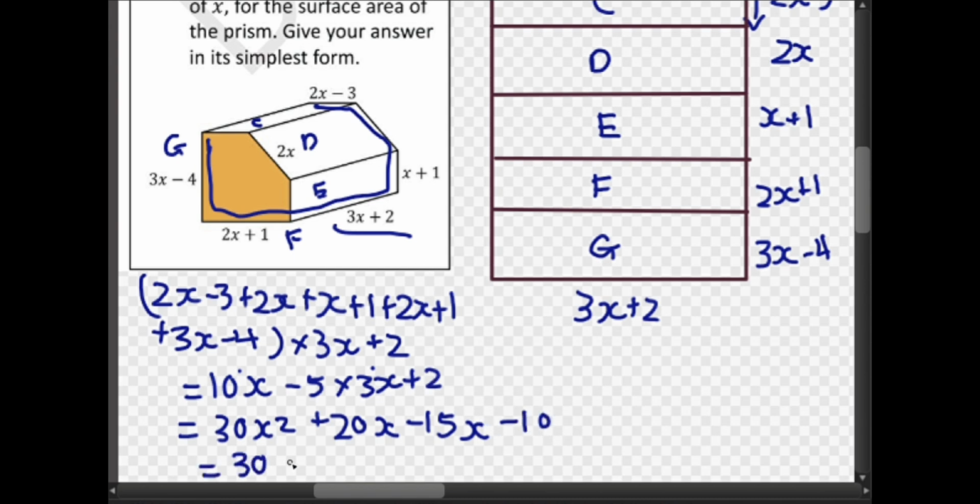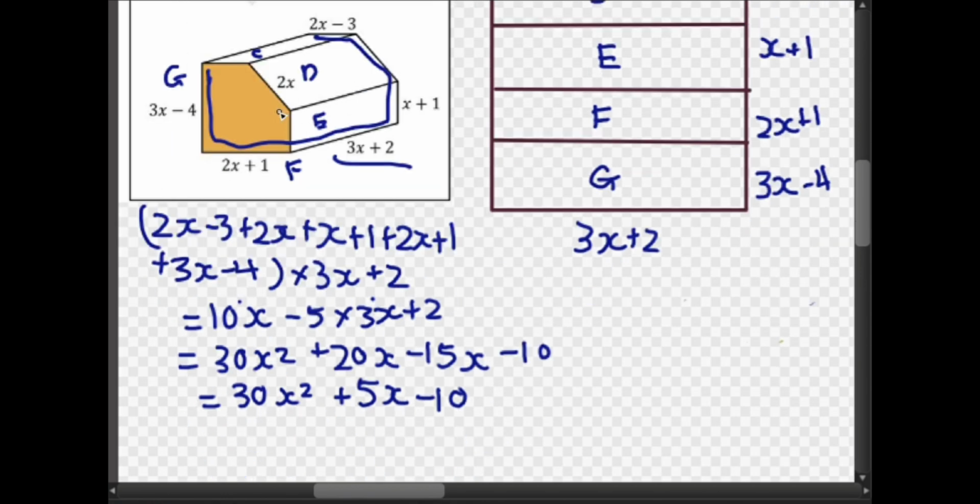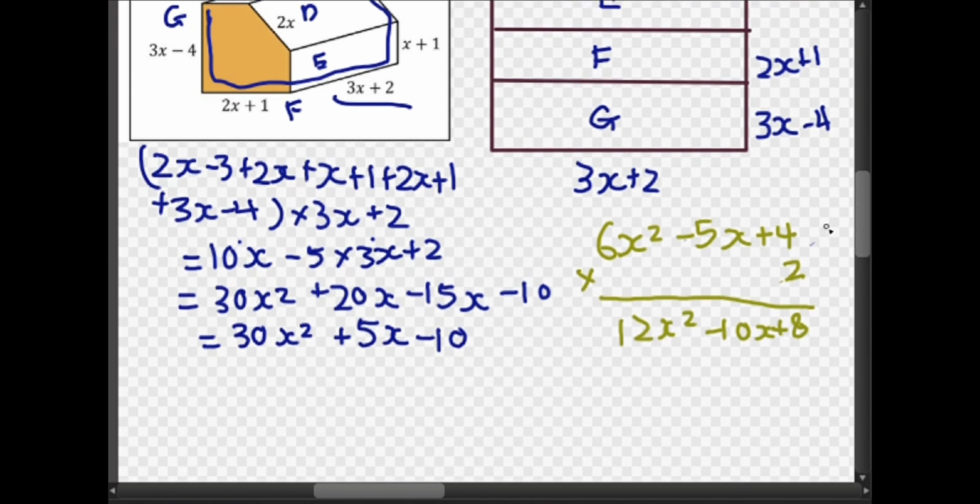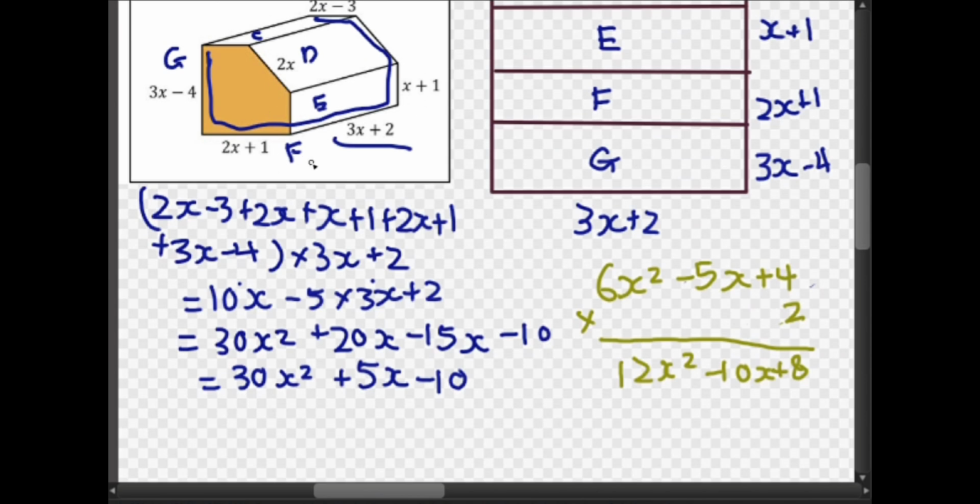Hence, it's 30x squared plus 5x minus 10. Okay, so the surface area of the yellow part, which we found before, is 6x squared minus 5x plus 4. And then we need to times it by 2 because there are 2 yellow faces. So it will equal 12x squared minus 10x plus 8, which is the surface area of both yellow faces.